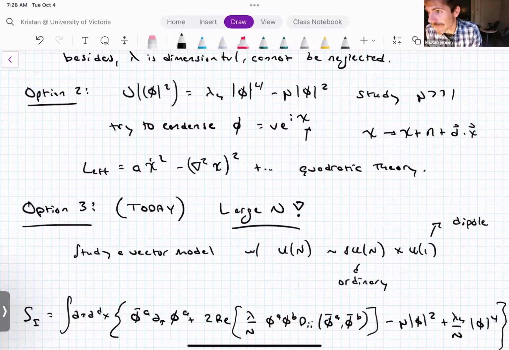I do want to stress that this model has this feature that you can write down a continuum Lagrangian, but at some point it hits you that this model doesn't have a good continuum limit.